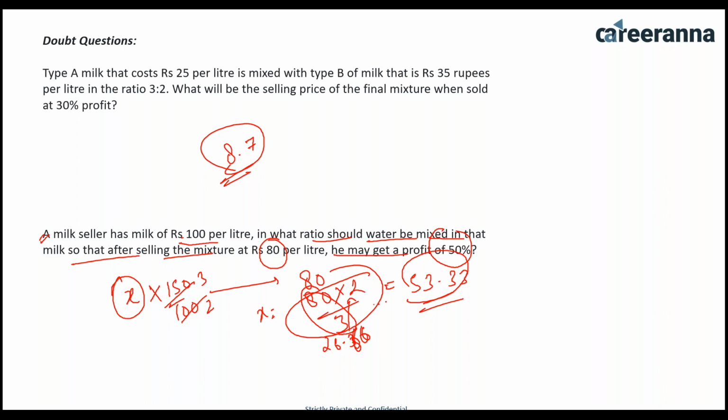So is this clear till now? 53.33. Any doubt? Okay. 53.33 is the value of milk. So the remaining part is water. 46.66 is to 53.33. This will be the answer for this question. You can further solve it if you want. Is it clear to all? Say yes, no.